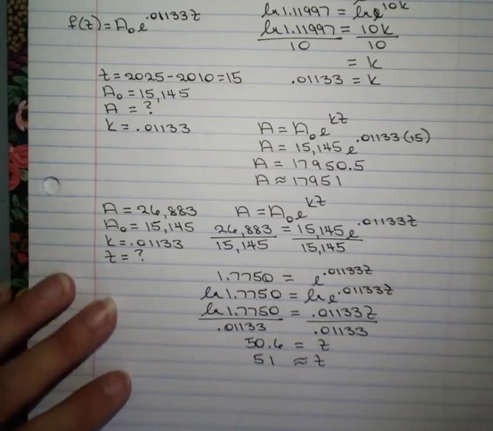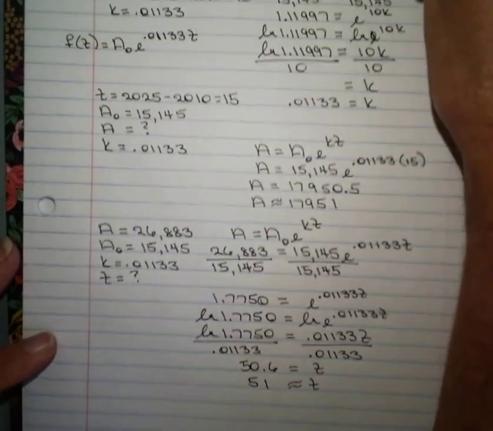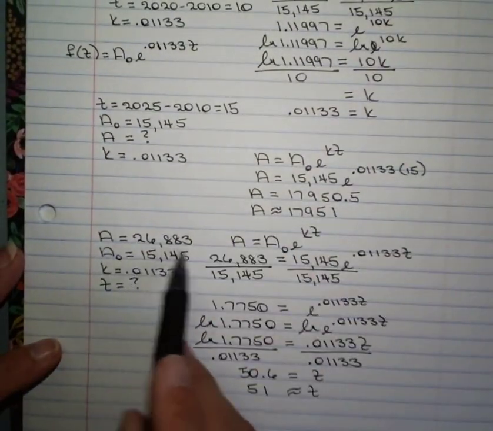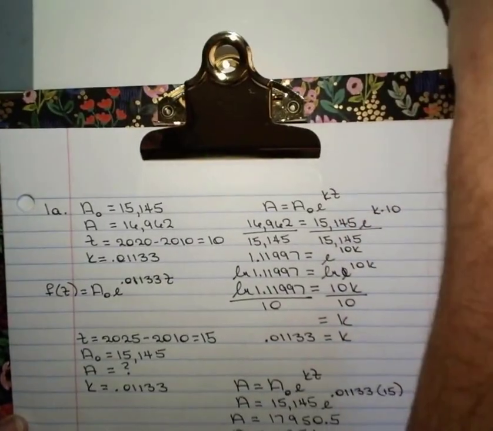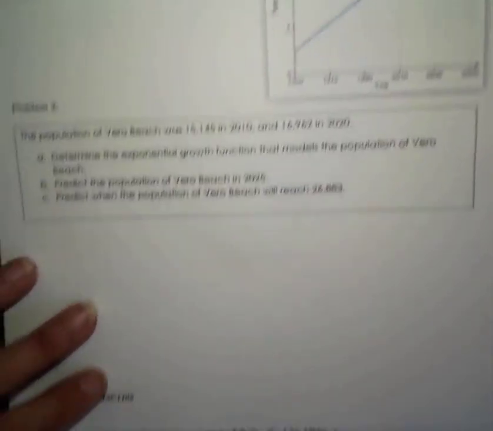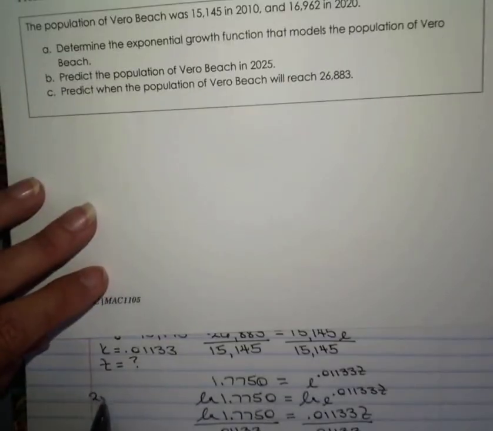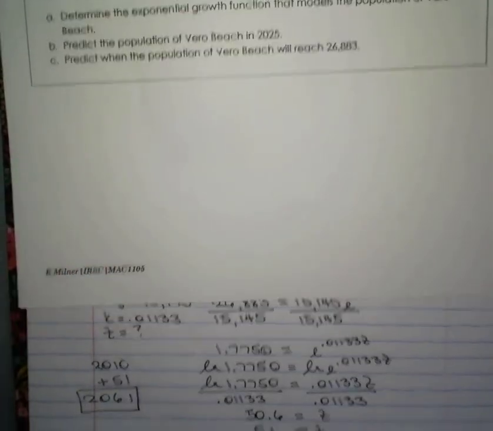Well, 51 years after what? After year 0, the year where this amount was true, where it was 15,145. It started in year 2010. So now I have to say, well, 2010 plus 51 to get me whatever year that's going to be. And I end up with the year 2061.